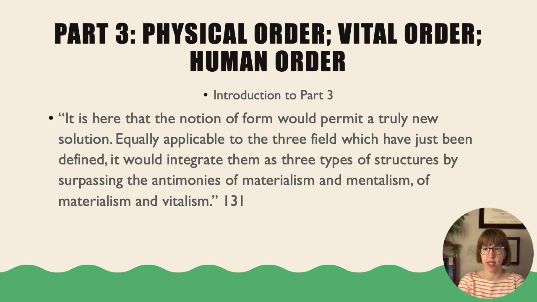Okay, so he says we need to look into the notion of form. He says it is here that the notion of form would permit a truly new solution. Equally applicable to the three fields which have just been defined, it would integrate them as three types of structures by surpassing the antinomies of materialism and mentalism, of materialism and vitalism. So we look at the physical order, the vital order, the human order in this part of the book.